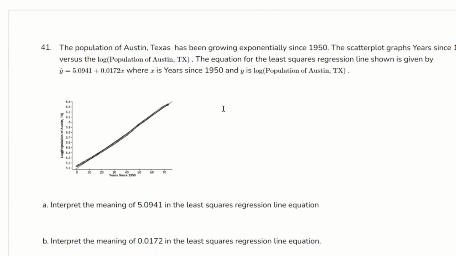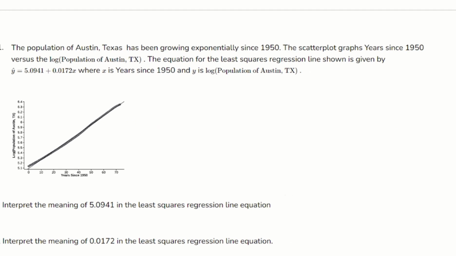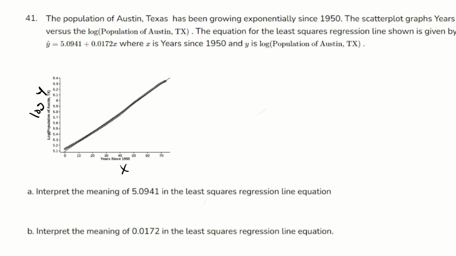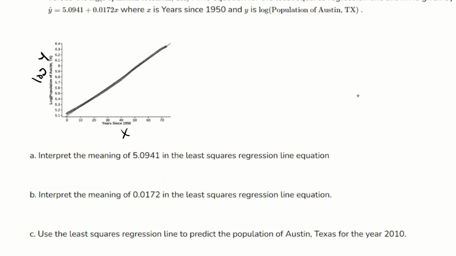So number 41, the population of Austin, Texas has been growing exponentially since 1950. The scatter plot graphs years since 1950 versus the log of the population of Austin, Texas. Okay, so this is log of y, and this is just x. The equation for the least squares regression line is shown. X is the year since 1950, y is the log of the population. All right. So interpret the meaning of 5.0941 in the least squares regression line equation. Okay, so they're talking about this right here.